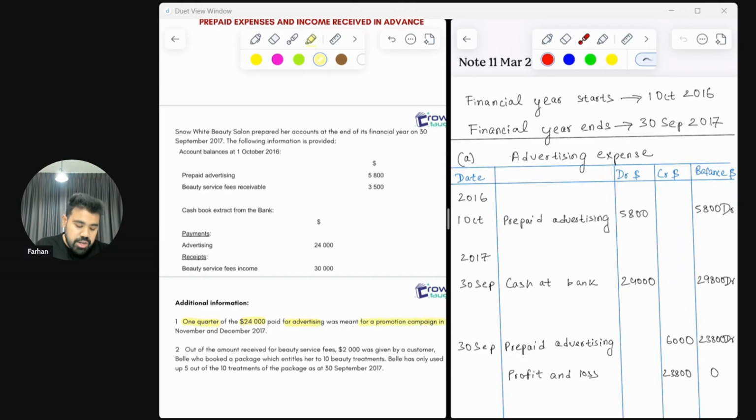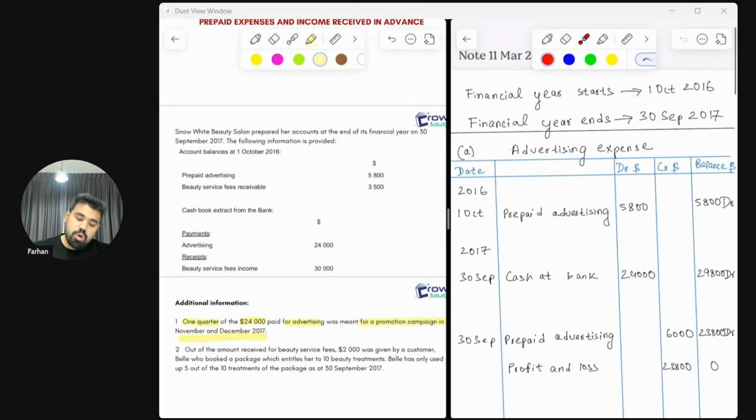Now, based on the additional information, 1/4 of the $24,000 paid for advertising was meant for a promotion campaign in November and December 2017. So what do we understand by this? We know that we are working with a business where the financial year ends on 30 September 2017. So if we have made payment for advertising which relates to the months of November and December 2017, this refers to payment that you have made in advance for the next financial year, right?